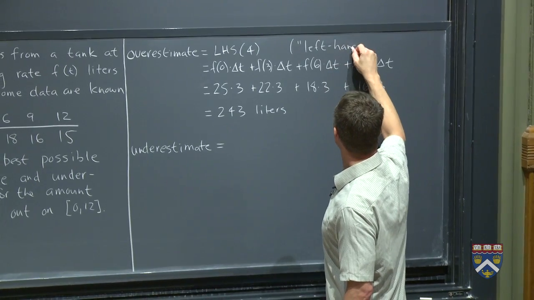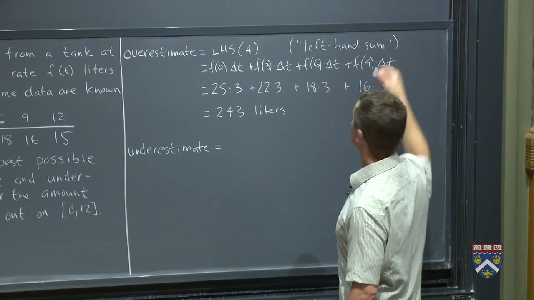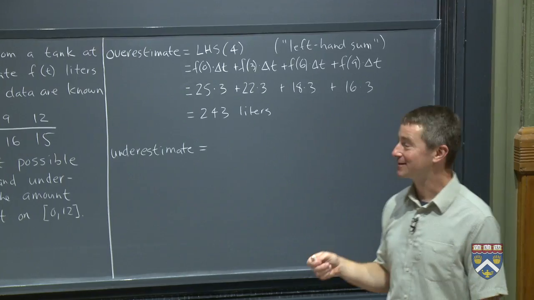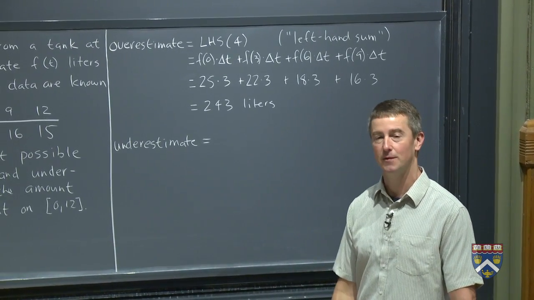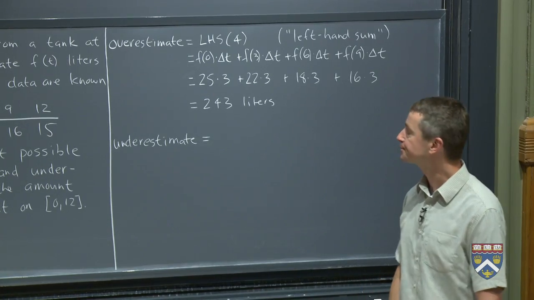Now you should ask yourself, and we'll answer this question later, but you can start thinking about it, is the left-hand sum always going to give an overestimate? Or is there some times when the left-hand sum will give an underestimate?